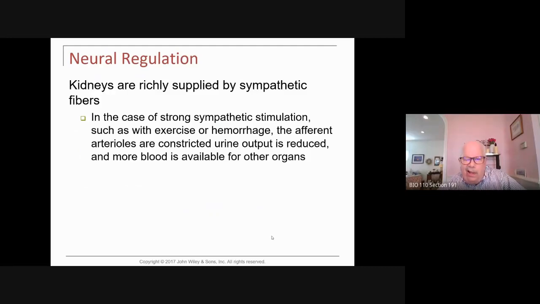When you're hemorrhaging, your kidneys don't make much urine. Glomerular filtration rate is decreased because the place where you're hemorrhaging needs more blood. And also your lungs and your heart and your brain need more blood. So sympathetic stimulation will cause constriction of the afferent arterioles of the kidney, and you will make less urine because your glomerular filtration rate will be lower.